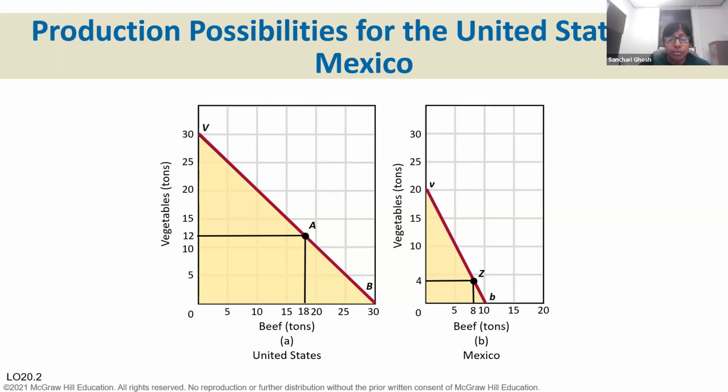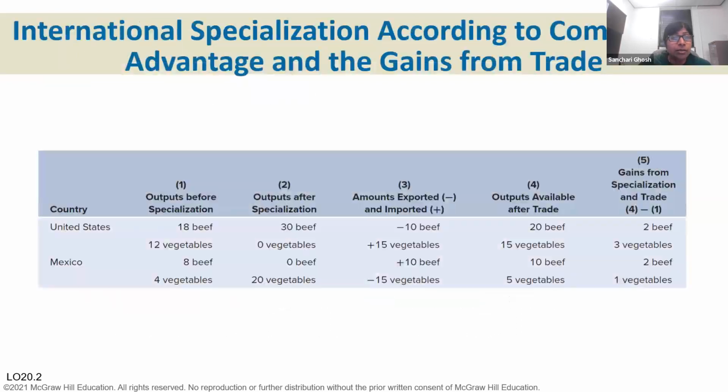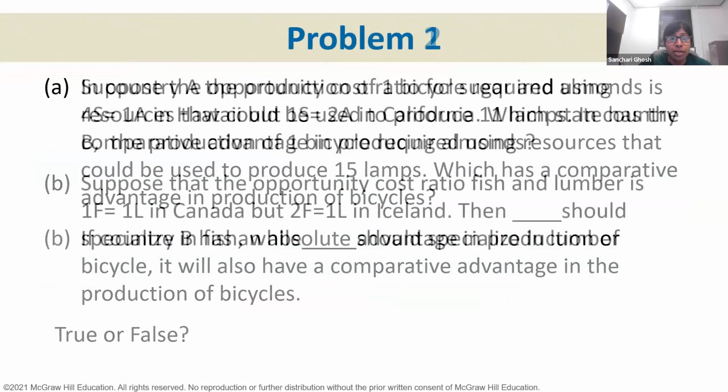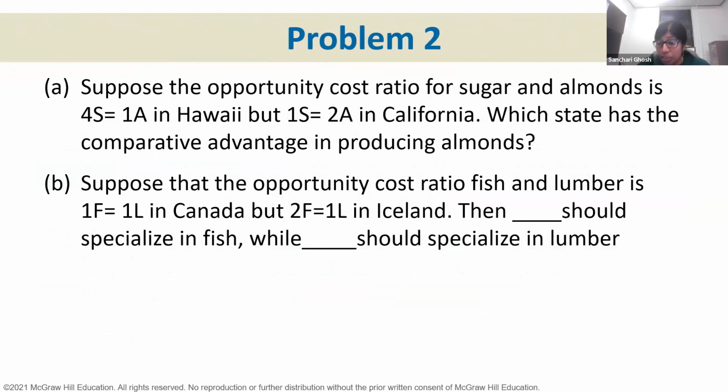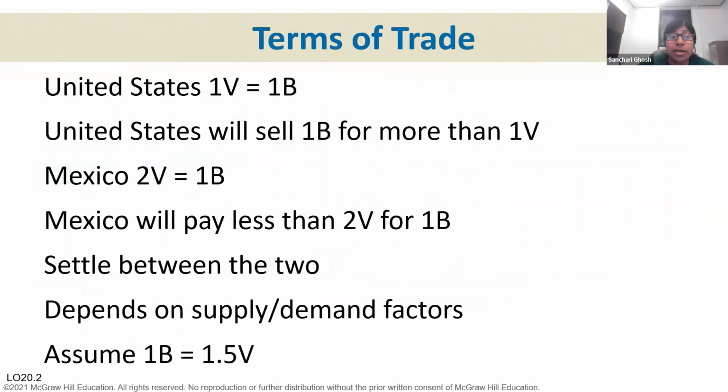So where do we stop these? Which are the terms of trade that are more negotiable for both countries? So therein comes these terms of trade, and based on which we have exchange rate and how much money you pay, etc. Remember, United States will sell 1 unit of beef for more than 1 unit of vegetables, because it wants more vegetables, whereas Mexico wants to pay less than 2 units of vegetables for 1 unit of beef.